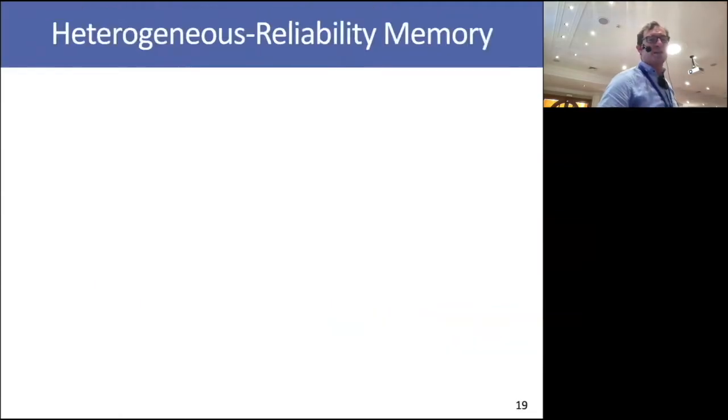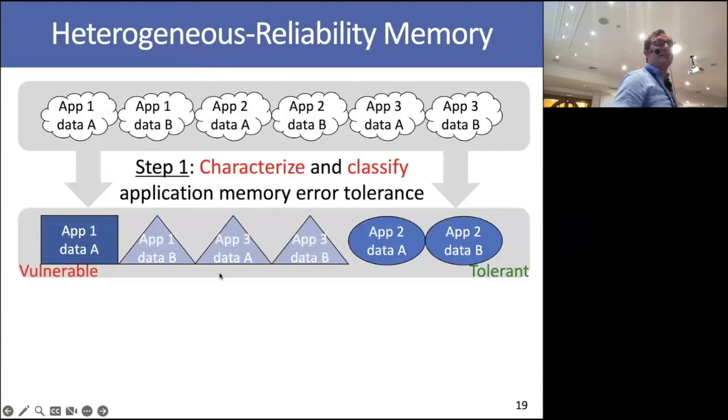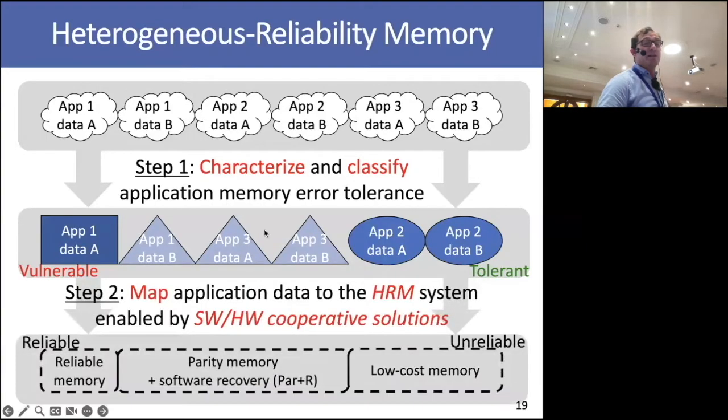This is not the last word, but this is really an example of across-the-stack thinking. So how does it work? Somebody annotates the applications and the data by characterizing and classifying application memory error tolerance. I'm going to give you another example of this soon. Different data is classified as vulnerable versus not vulnerable, and again, this could be a continuum. Then somebody maps the application data to the heterogeneous reliability memory system via software-hardware cooperation. And somebody designs the different types of memory. For example, reliable memory may have strong guarantees in terms of error rates. Low-cost, unreliable memory may have much weaker guarantees in terms of error rates. And then there could be other options in between that we discuss in the paper.